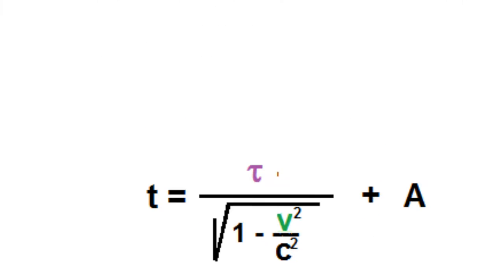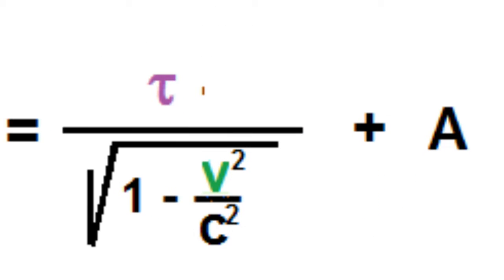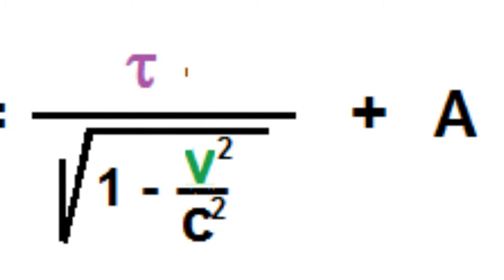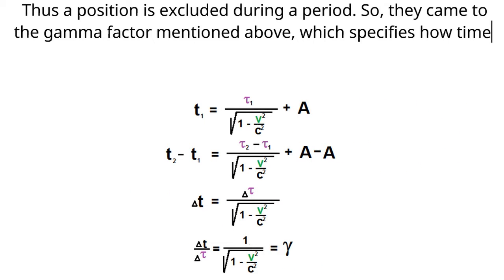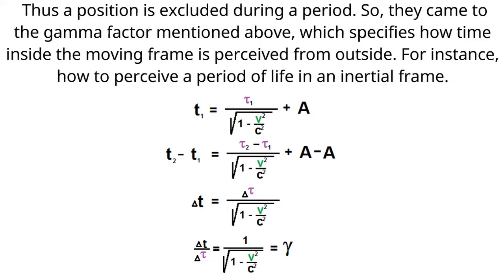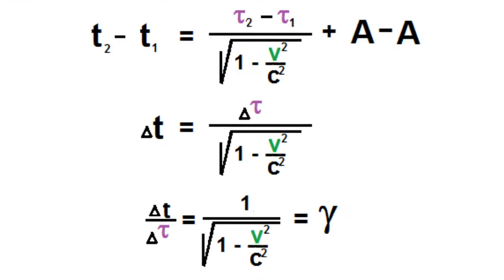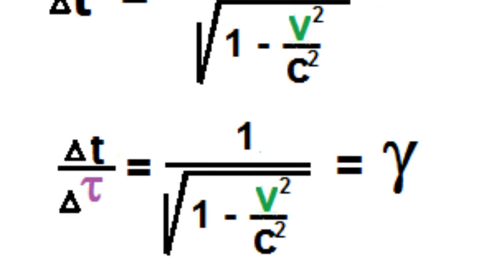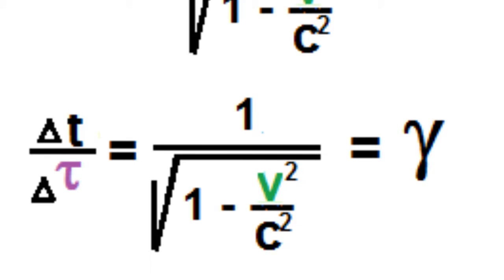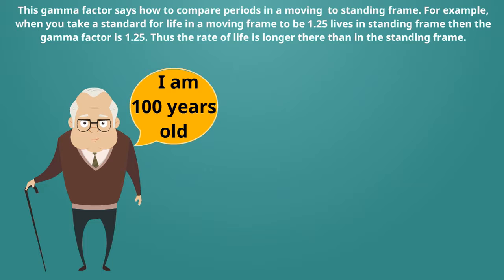As an action runs there, it is during the time period. If a place does not change, then the position on the x-coordinate is the same. Thus a position is excluded during a period. So, they came to the gamma factor mentioned above, which specifies how time inside the moving frame is perceived from outside. For instance, how to perceive a period of life in an inertial frame.